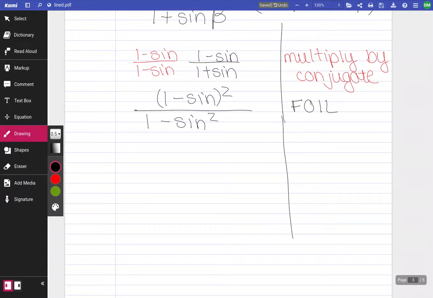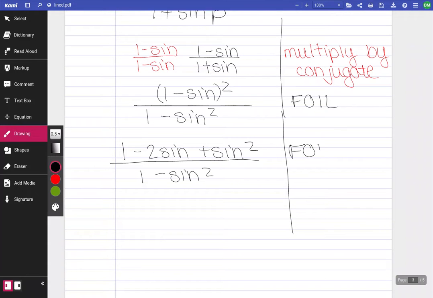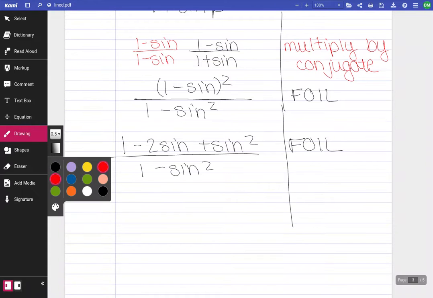And I would actually FOIL out the numerator as well. So that's going to be 1 minus 2 sine plus sine squared all over 1 minus sine squared. FOIL again. When I look at this, I'm going to pay attention to a couple of different things. The first one I want to pay attention to is my denominator.